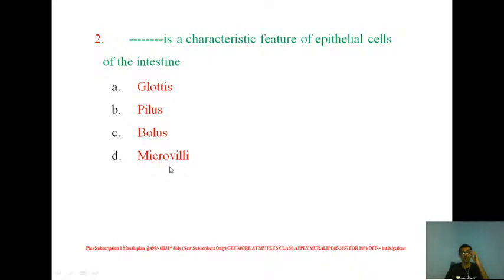It is going to increase the surface area for the process of digestion, and also for the action of enzymes. The action of enzymes requires more surface area, and absorption is also done very easily. So microvilli is the answer for the second question.